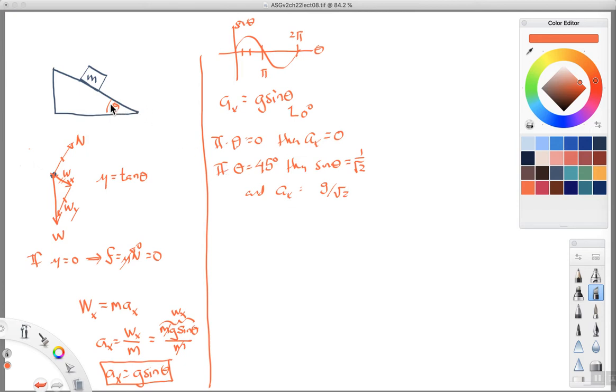And finally, as theta goes up to 90 degrees, if theta equals 90 degrees, what happens then? Well, 90 degrees would be right here. Sine of theta is 1. And the acceleration in the x direction would just be g, which kind of makes sense. That would be the object falling straight down because it would be a vertical ramp. So all this stuff sort of makes sense with our intuition about what should happen to the acceleration of the block as we increase the angle theta.